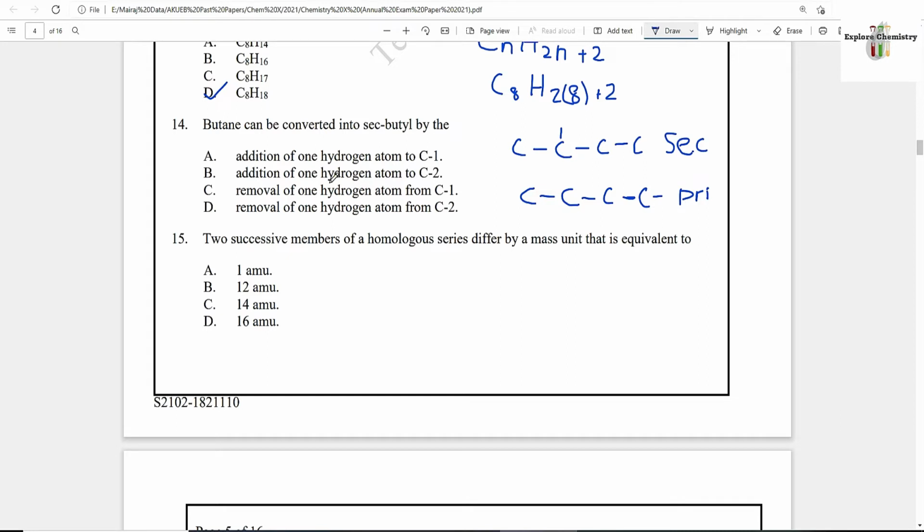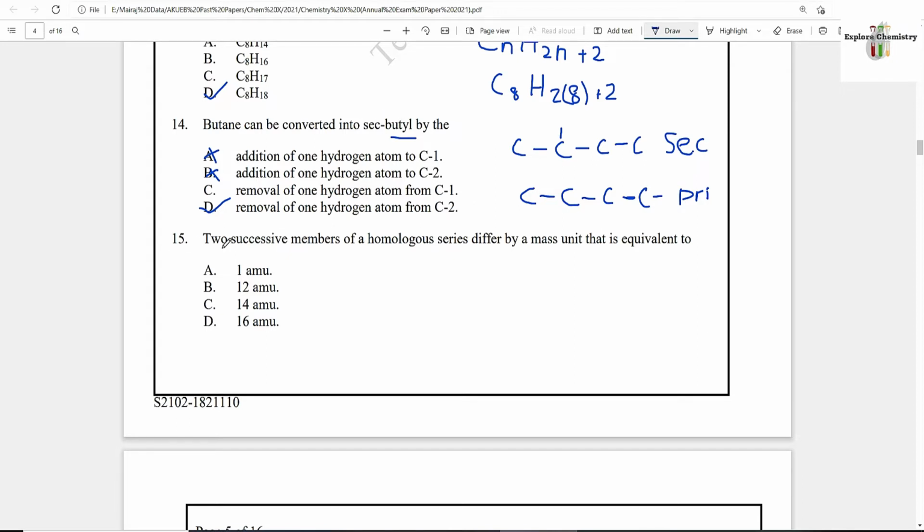Addition of one hydrogen, addition of one hydrogen, these two are wrong options, because in alkyl radical hydrogen is removed, not added. YL will represent the alkyl radical. They are talking about conversion of alkane into alkyl radical, butane into butyl radical. So one hydrogen has to be removed. C, removal of one hydrogen atom from carbon number 1, that is wrong. Removal of one hydrogen atom from carbon number 2, this is correct. This will give you secondary butyl only.